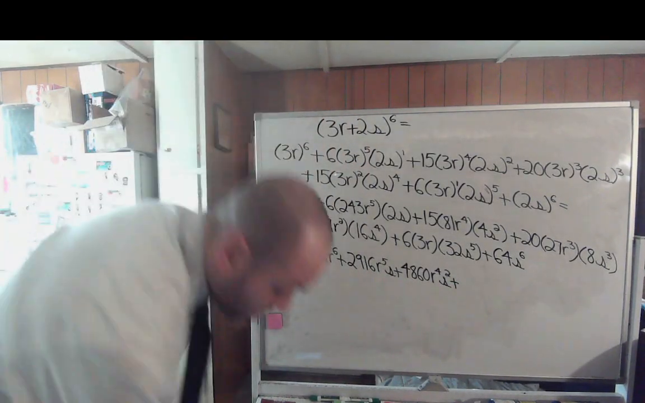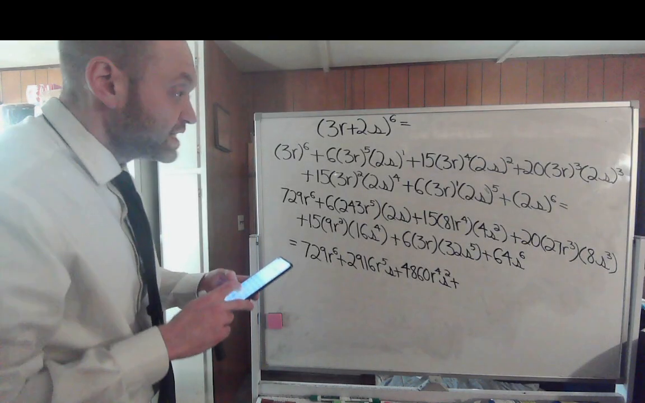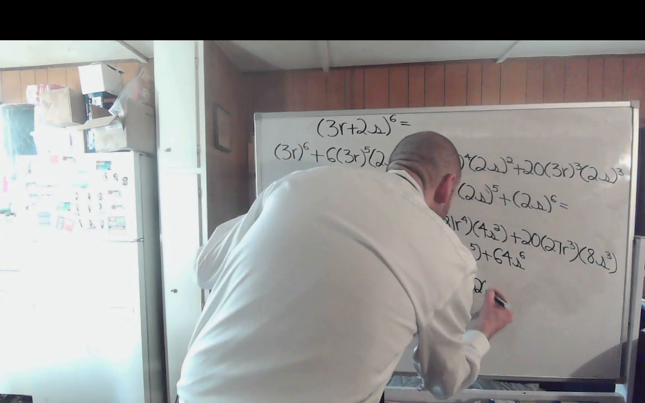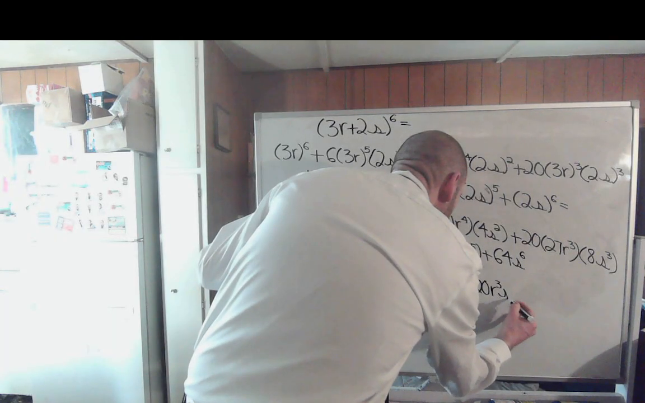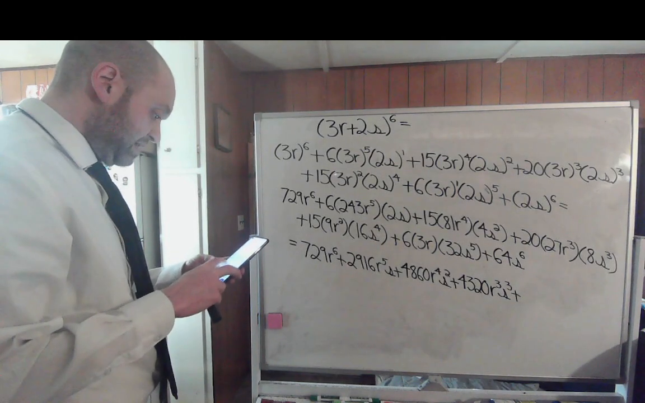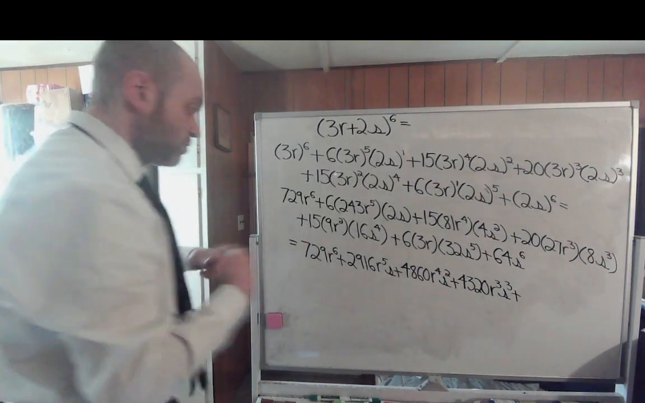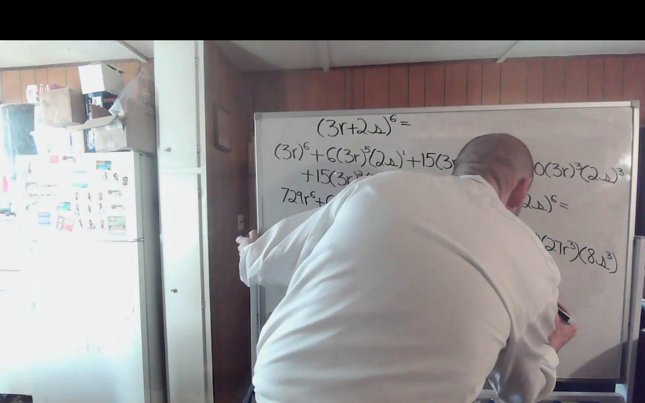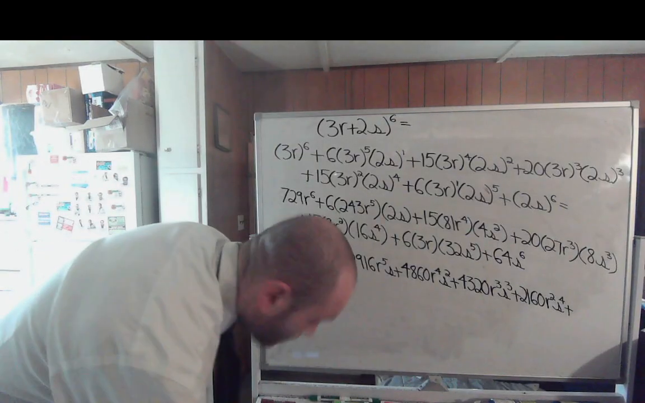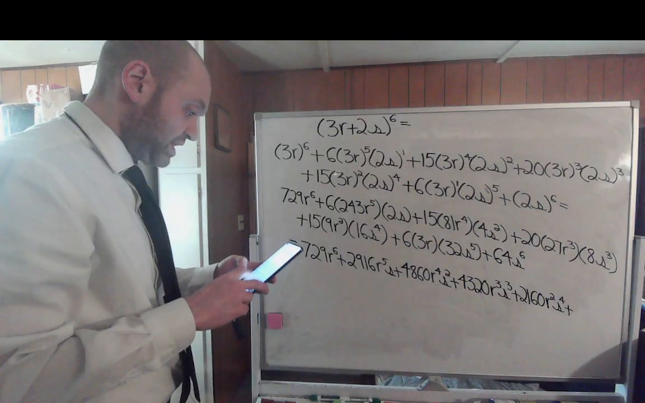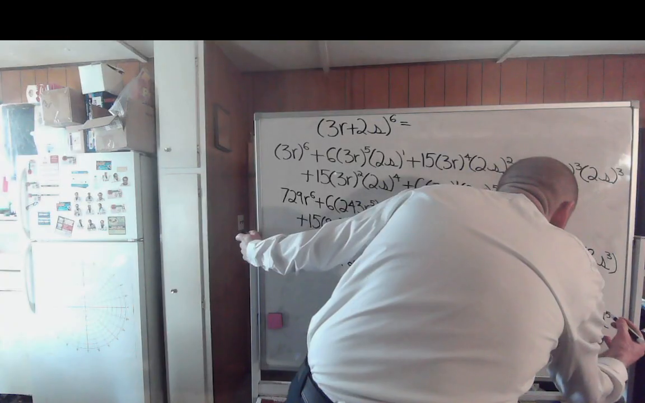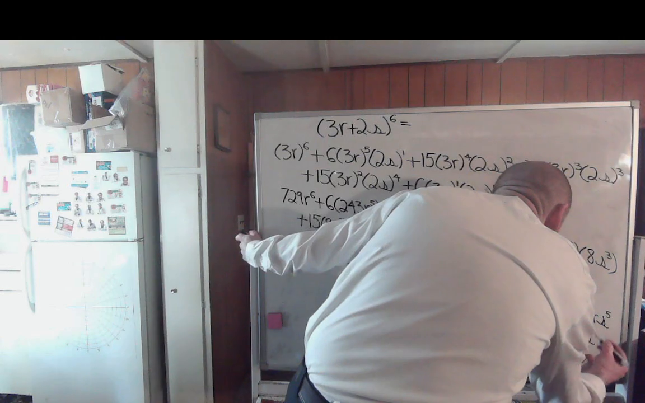plus, now let's go ahead and take 20 times 27 times 8, 4,320 r to the third s to the third plus, now let's take 15 times 9 times 16, that'd be 2,160 r squared s to the fourth plus, so let's see, 6 times 3 times 32, that's 576 r s to the 5th plus 64 s to the 6th.